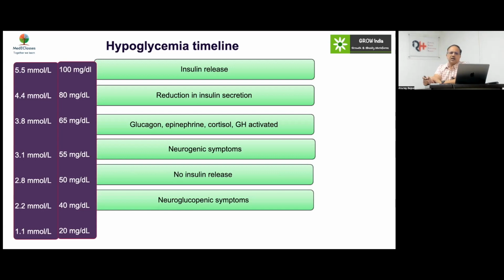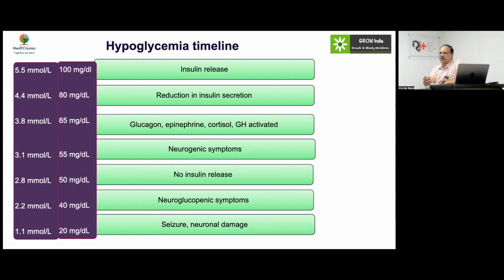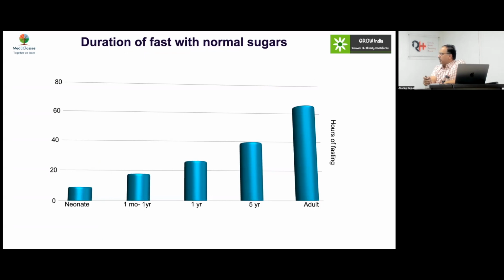And then you will start having the neuroglucopenic symptoms. So neurogenic symptoms are tremor, palpitations, sweating. Neuroglucopenic will be like altered sensorium, seizures, and other parameters. And finally, you will have neuronal damage from that regards. So based upon all that we have discussed, we need to understand that there are different times for which you can tolerate a fast. And this will be important when you're doing an induced fast.